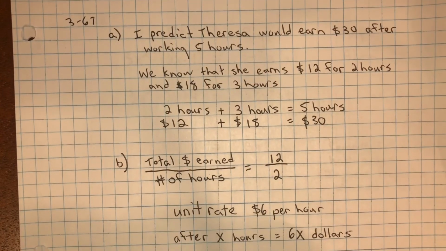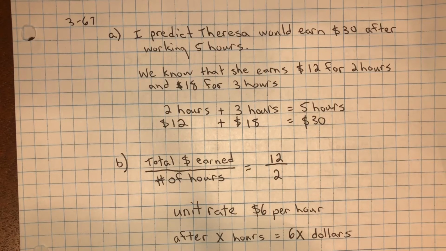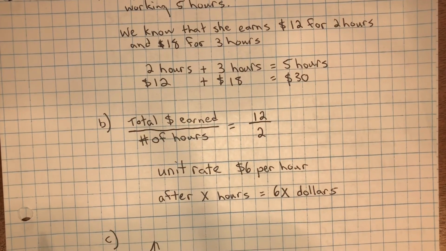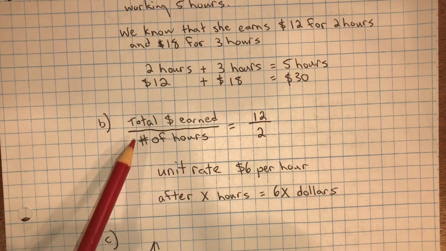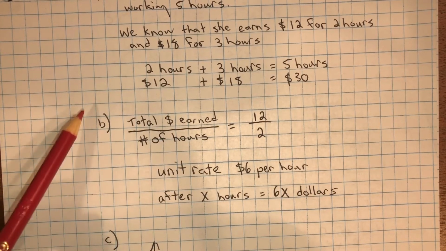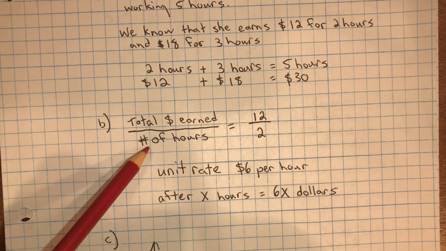In B, you need to use the unit rate to explain how you can find Teresa's earnings if she works for X hours. Well, I found the unit rate by the total money earned over the number of hours. So we have the dependent over the independent, the Y over the X.